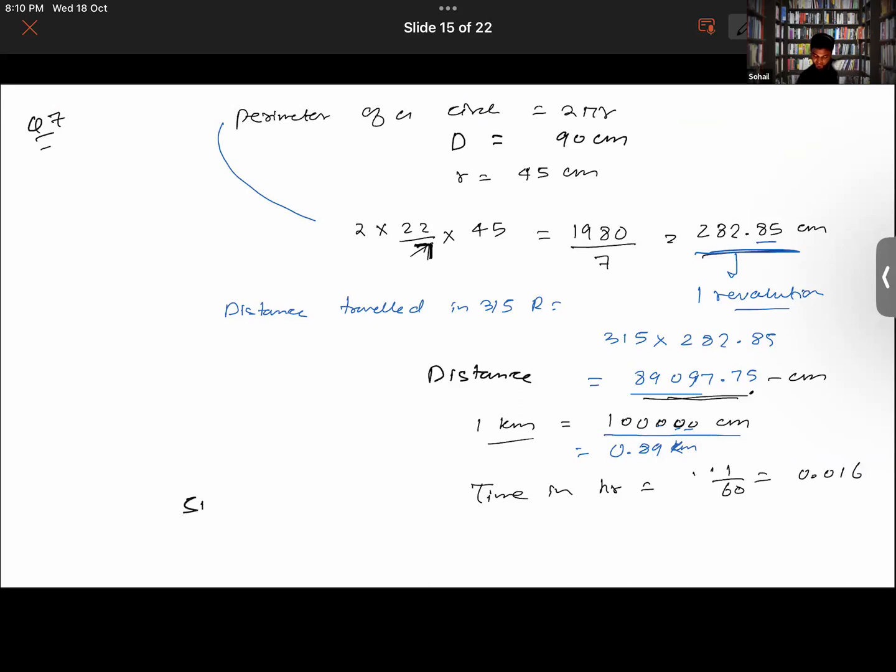So speed is equal to distance upon time. So it is 0.89 upon 0.016. After calculating it, you guys should be getting your answer. If anyone has a calculator, please do the calculation quickly.